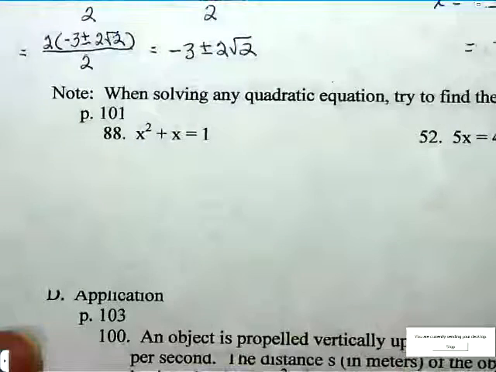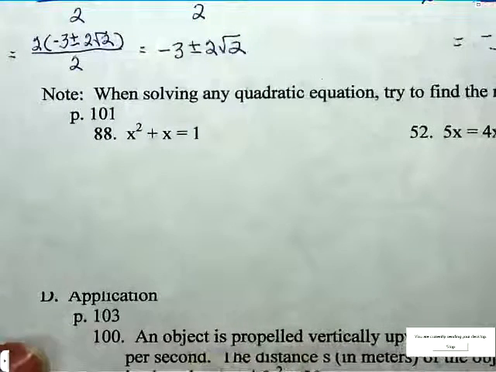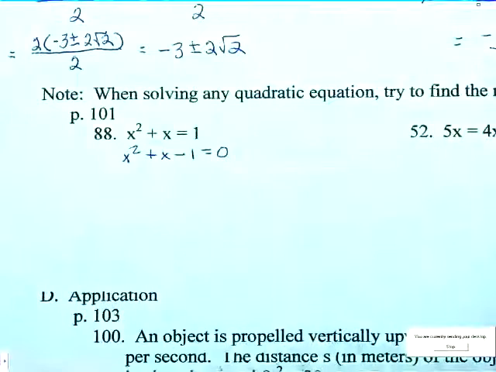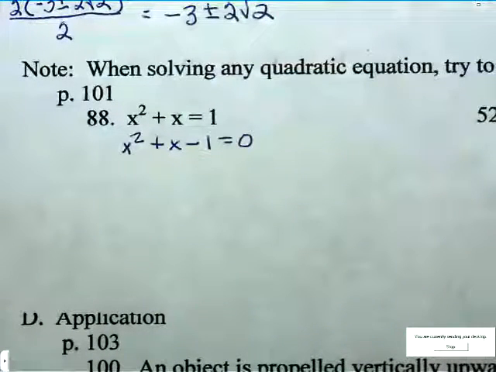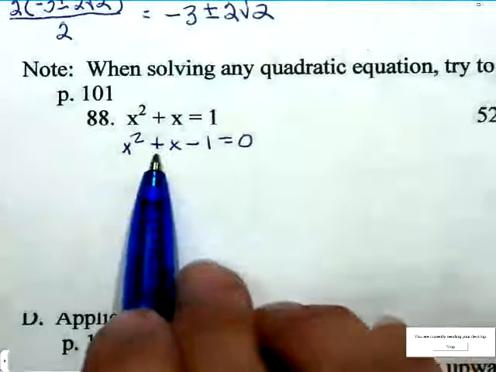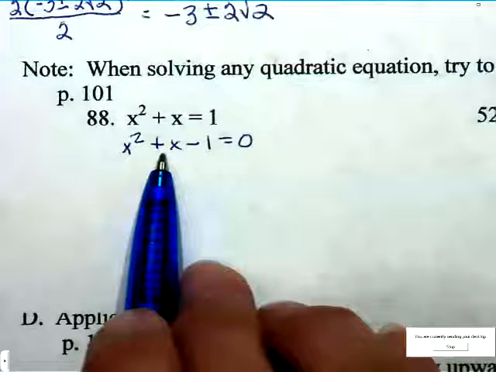First thing I notice about number 88 is it's a quadratic equation. What do I need to do? I need to subtract 1 from both sides because it's not in standard form. X squared plus x minus 1 equals 0. There's only one question you have to ask yourself to know whether or not that will factor. Are there factors of 1 that have a difference of 1? The only factors of 1 have a difference of 0, so it won't factor.